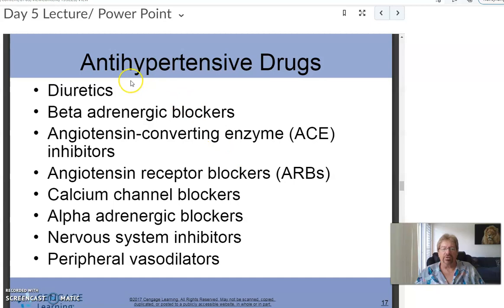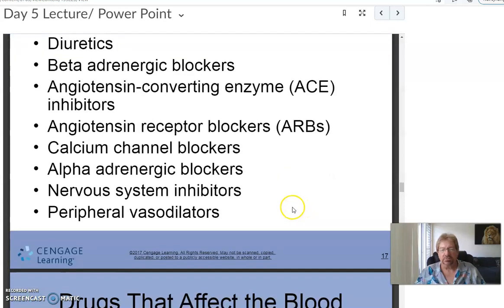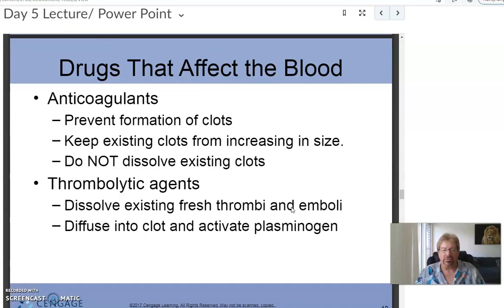Speaking of hypertension, antihypertensive drugs. Now, guys, high blood pressure, hypertension, is a huge medical problem in society. Diuretics get rid of some of the excess fluid, and hopefully you have less pressure. Beta-adrenergic blockers, angiotensin converting enzyme inhibitors, angiotensin receptor blockers, calcium channel blockers, alpha-adrenergic blockers, nervous system inhibitors, peripheral vasodilators. Okay. There's lots of different ones, guys.